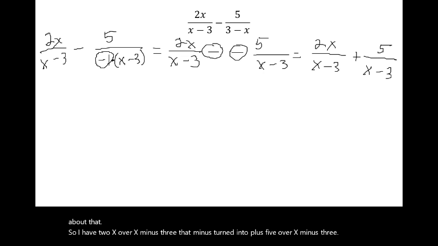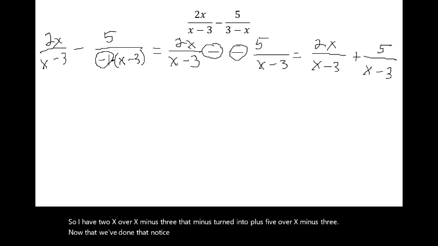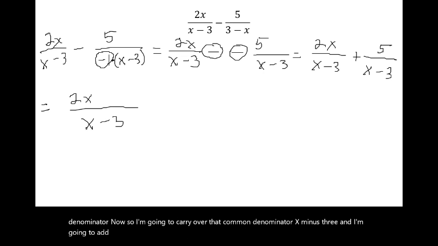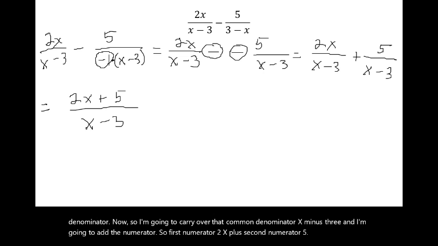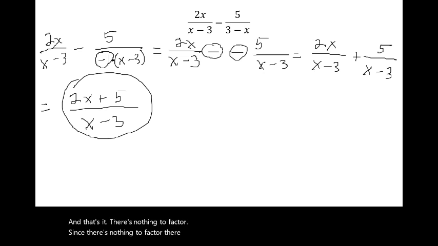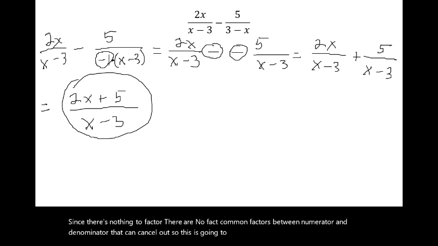Now that we've done that, notice the denominators are the same. So we already have a common denominator now, so I'm going to carry over that common denominator, x minus 3, and I'm going to add the numerators. So first numerator, 2x, plus second numerator, 5. And that's it. There's nothing to factor. Since there's nothing to factor, there are no common factors between numerator and denominator that can cancel out, so this is going to be my final answer.